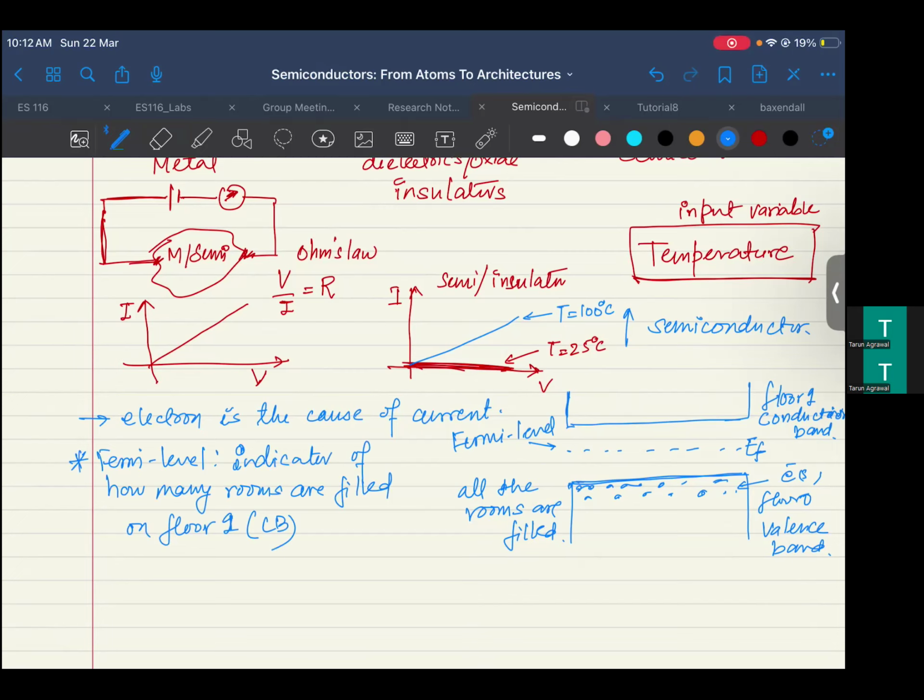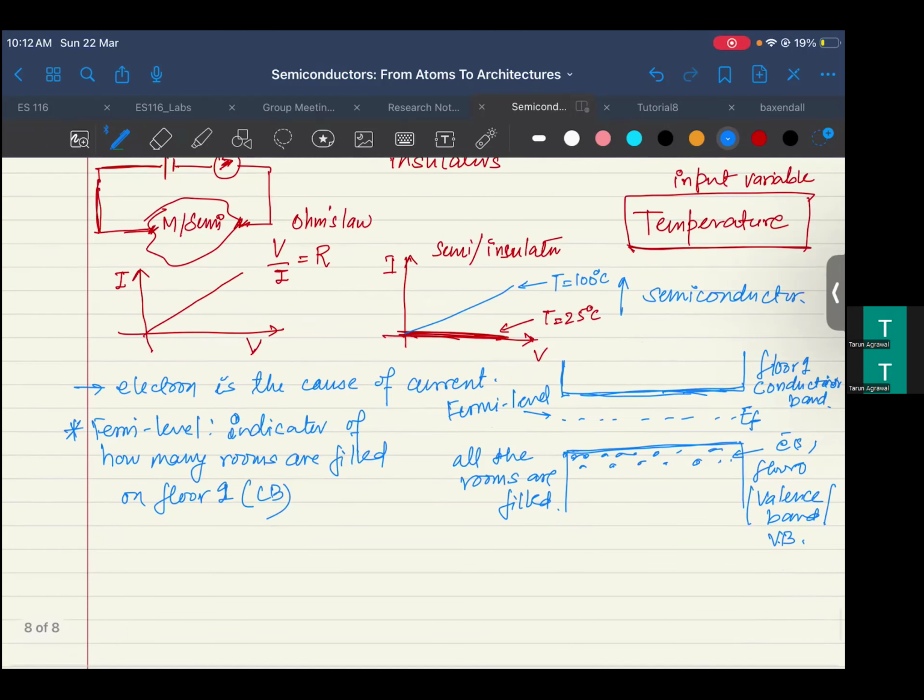So let's review the terminology again. Floor 0, where you will always see the rooms filled, is your valence band, VB. Then you have a gap between the two floors, and after the gap you find floor 1, where we may or may not see electrons. The indicator, which we know as the Fermi level, tells us how many rooms are filled on floor 1. That is the idea.